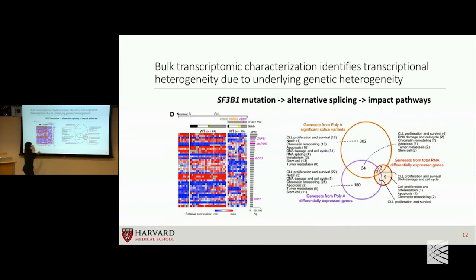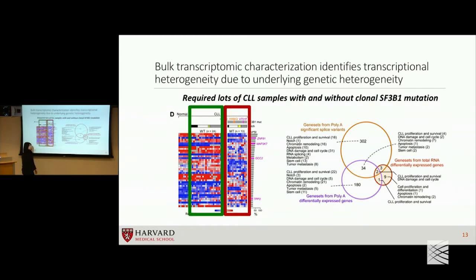Based on that, we can start asking questions: what gene sets are these splice variants enriched in? What pathways do they affect? And we can do more functional follow-up on the specific splice variants. But of course, this all requires lots of samples with and without clonal SF3B1 mutation.